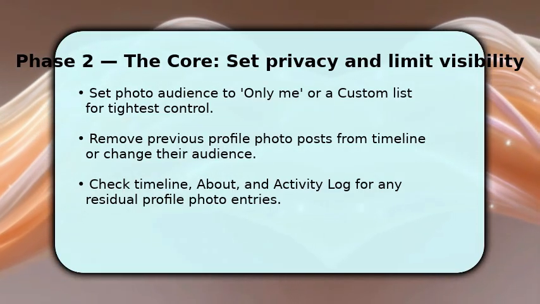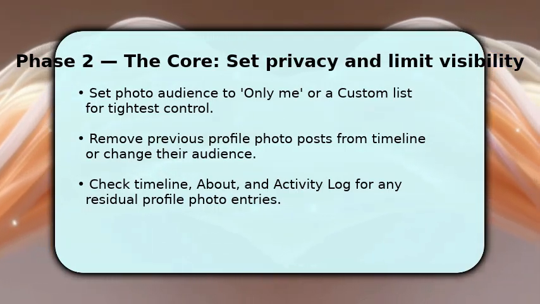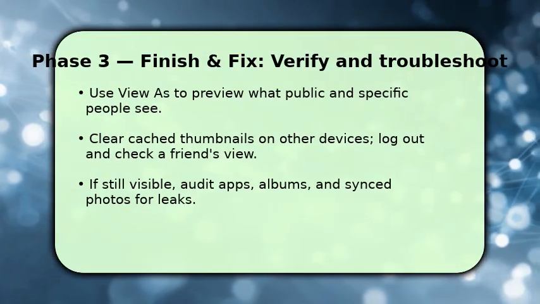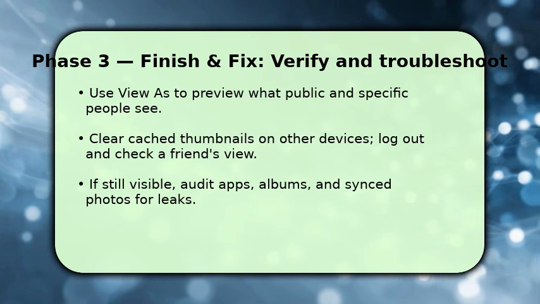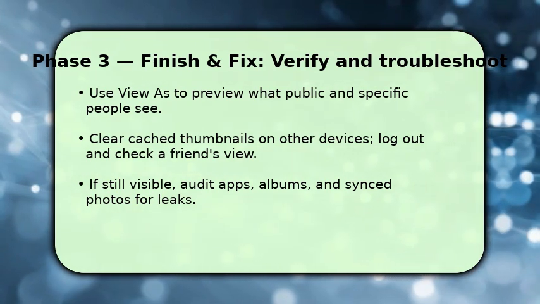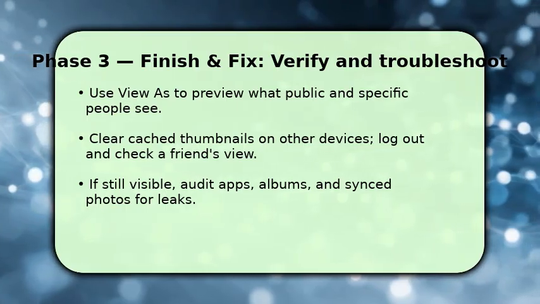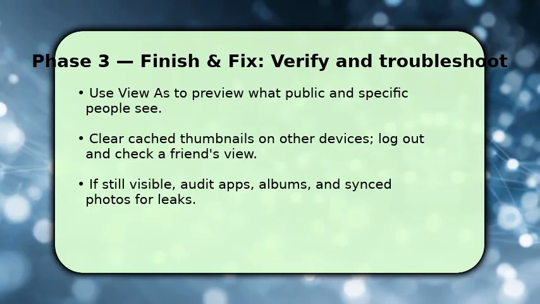Make sure to scan your activity log to catch any photos auto-shared when you updated the picture. Finish by verifying. Use View as to see your profile from the public perspective and test a specific friend's view to confirm the picture is hidden. If an older thumbnail still shows, clear cached data and sign out on other devices, then check again. Cache can persist visible images.